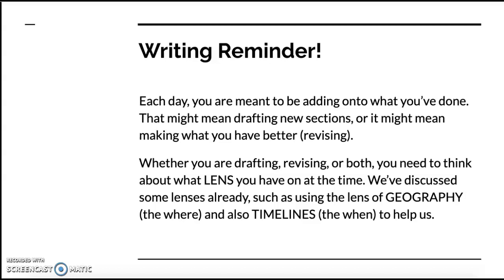So far, we've discussed some lenses already. There's a geography lens, when you're looking at your piece, thinking about the where, the places that things have happened. There's also a timeline lens, when you might be thinking about the different events and how one causes another with the help of a timeline.